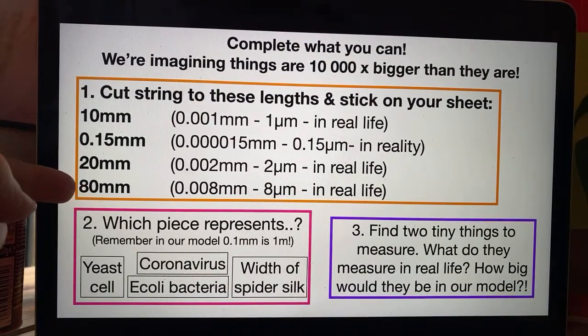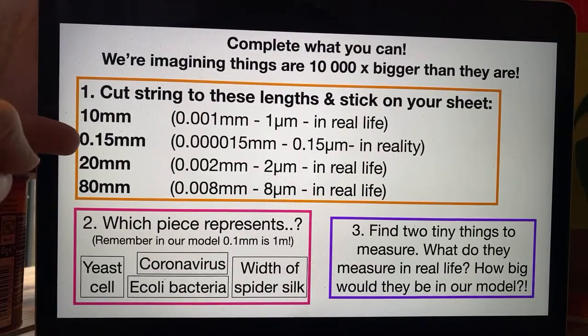So you want an 8 centimetre piece of string, a 20 centimetre piece of string, a 1 centimetre piece of string, and a 0.15 millimetre piece of string. It's less than 1/10 of a millimetre, totally impossible.